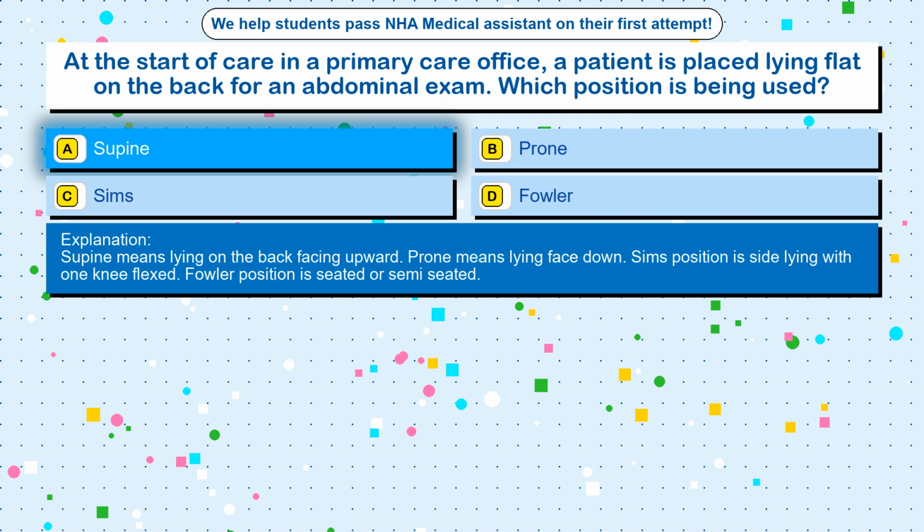Prone means lying face down. Sims position is side lying with one knee flexed. Fowler position is seated or semi-seated.